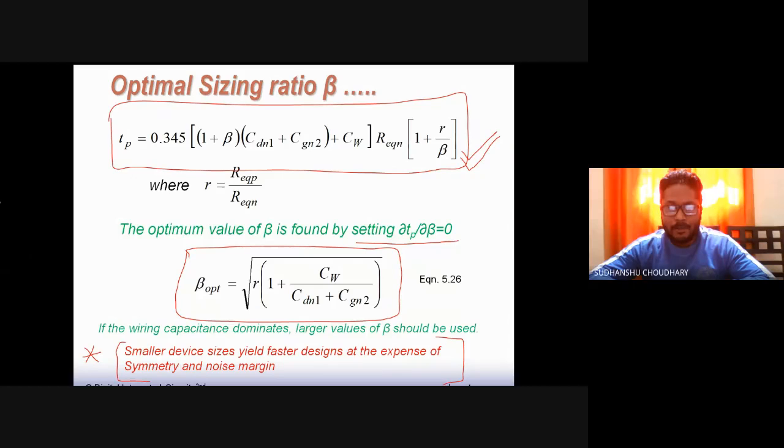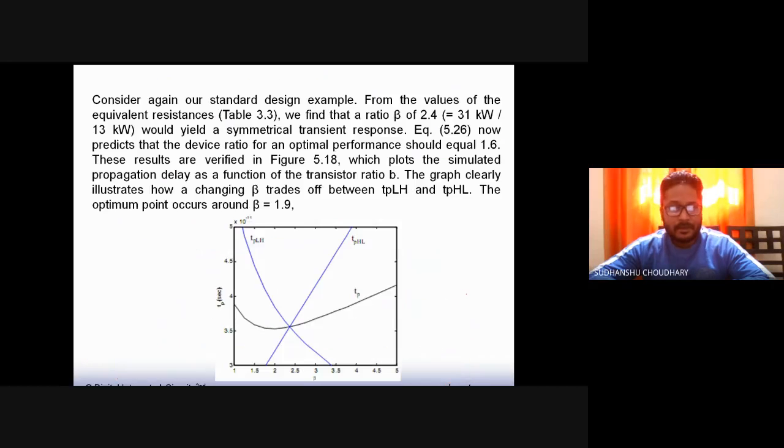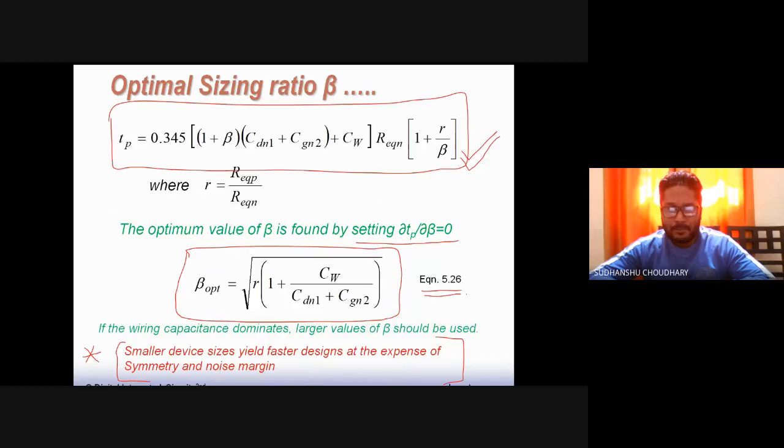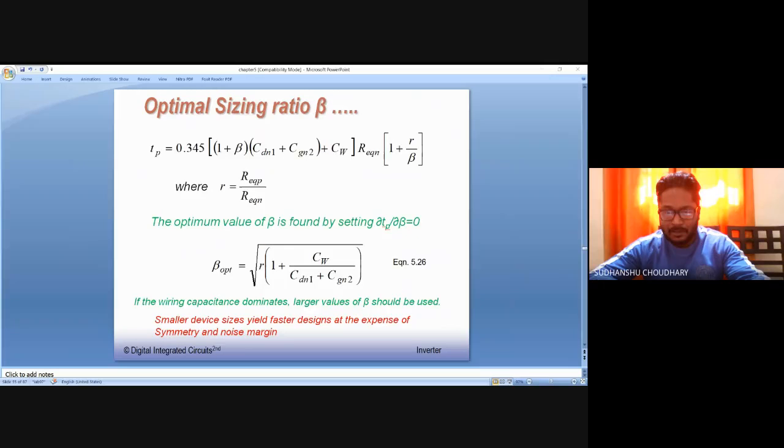So this is the optimum beta that we got now. Let us remember this equation. In fact, this is equation number 5.26 in your textbook. Now using this equation 5.26, if somebody asked me to find out the optimum value of beta, you remember the wire capacitance we had calculated some time back for a 0.25 micron process and 2.5 volt VDD. Similarly, CDN1 and CGN2 also we had calculated for the same problem, and also R equivalent P and R equivalent N, which we use from a table. So let us go back to that table. I'll show you that table.